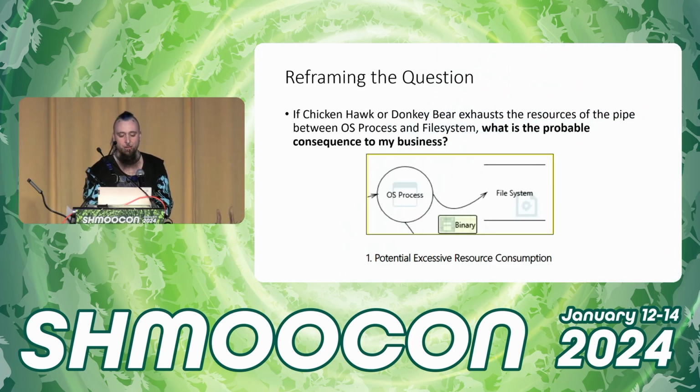So, why don't we reframe the question a little bit? If our favorite named APT exhausts the resources of the pipe between the OS process and the file system, what is the probable consequence to my business? And the answer here is likely nothing. The client's going to have to get a bigger or faster disk, change how they use the application, spread the load out a little bit, maybe make better assumptions about how the application might use the disk. Hey, how big are those files that we download? Is our disk half the size of that? At the boundary of the probability, they might ask us to increase the application performance, compress something, or prune our logs a little bit more frequently.